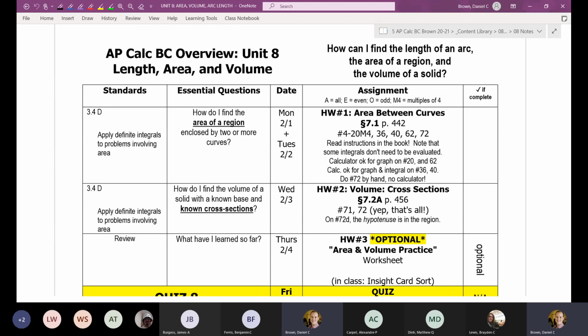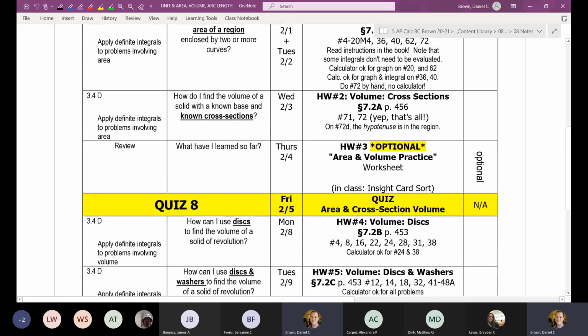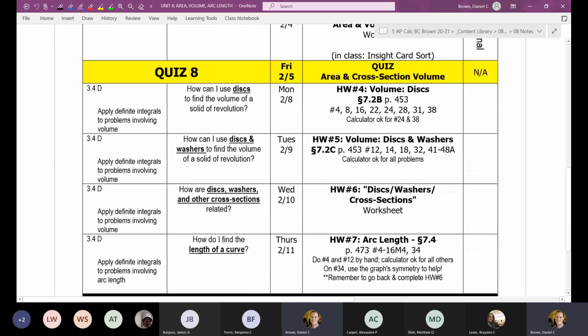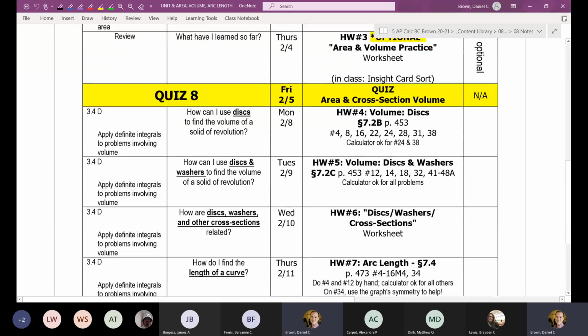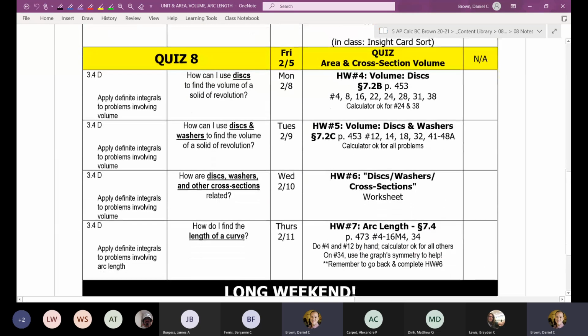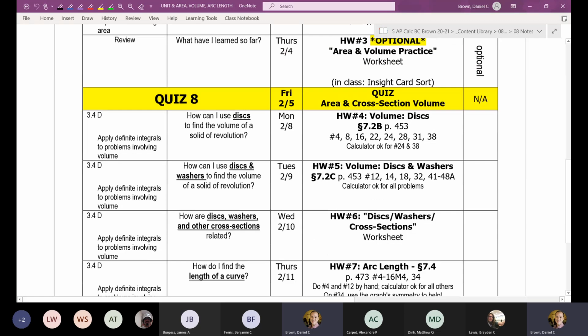Looking at the unit, it is a quick one. There's honestly no point to stretch this one out. It looks like a lot of homework, and I do have a lot of homework, but I set it up so that each homework assignment should not take you more than an hour. If one of those assignments takes you an hour, you're probably working a little bit slow, but they should be really quick and easy homework assignments.